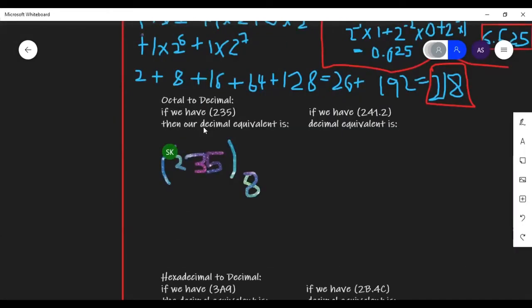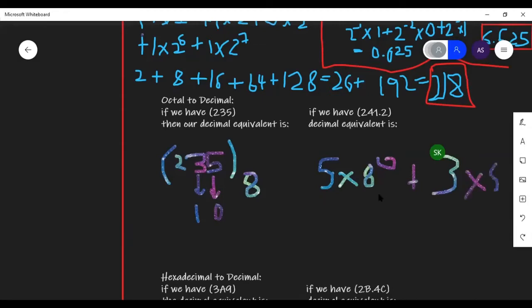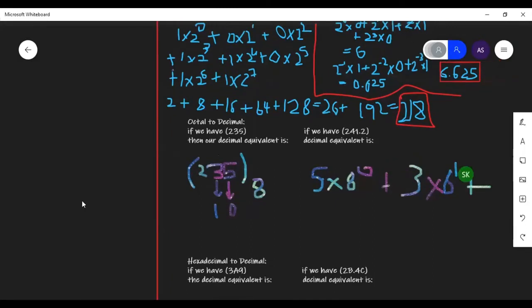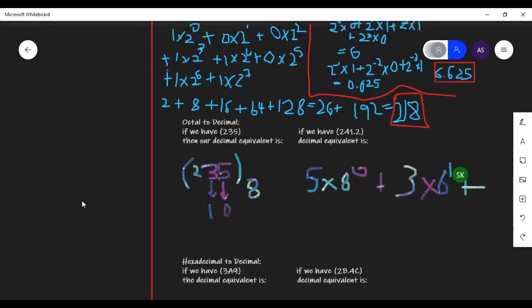What we're going to do is start with 5. Its index is 0, so that means we have 5 times 8 to the power 0. Then 3 is at the first index, so we have 3 times 8 to the power 1. And then after that we have 2 at the second index, so we have 2 times 8 to the power 2.